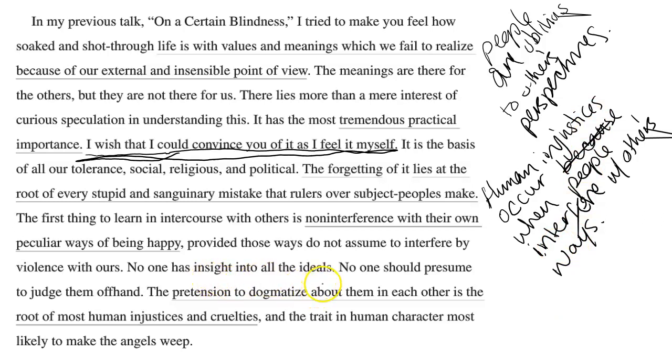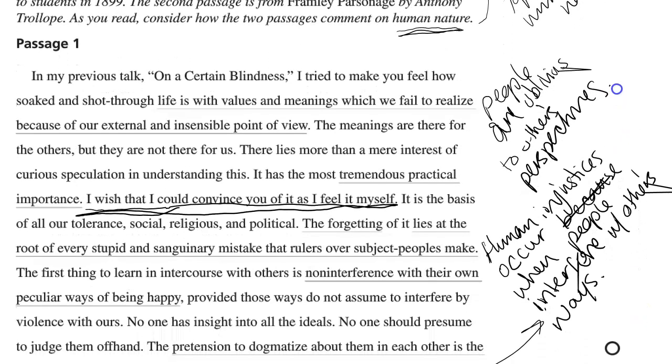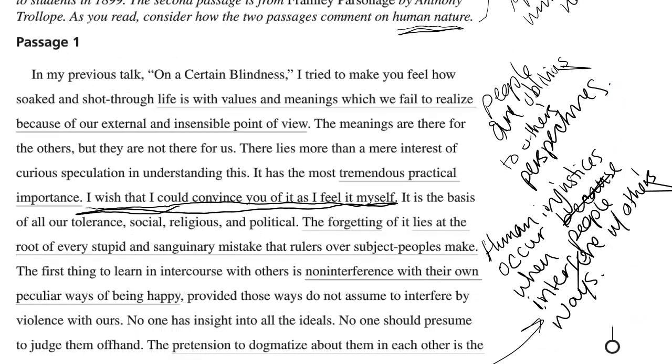No one has insight into all the ideals. No one should presume to judge them offhand. The pretension to dogmatize about them and each other is the root of most human injustices and cruelties. And again, that's where we're getting that injustice piece. And the trait in human character most likely to make the angels weep. And so overall, this author is arguing about human nature that we really shouldn't be interfering with other people. And we should recognize that our own insensible point of view and our own external insensible point of view are to blame when we are thinking about others.